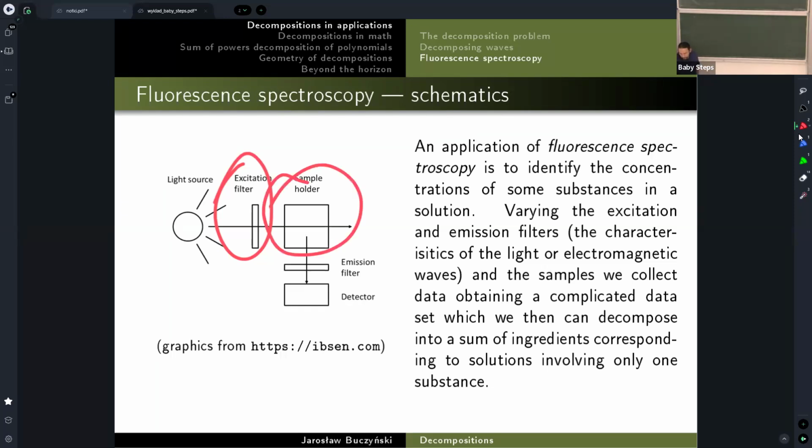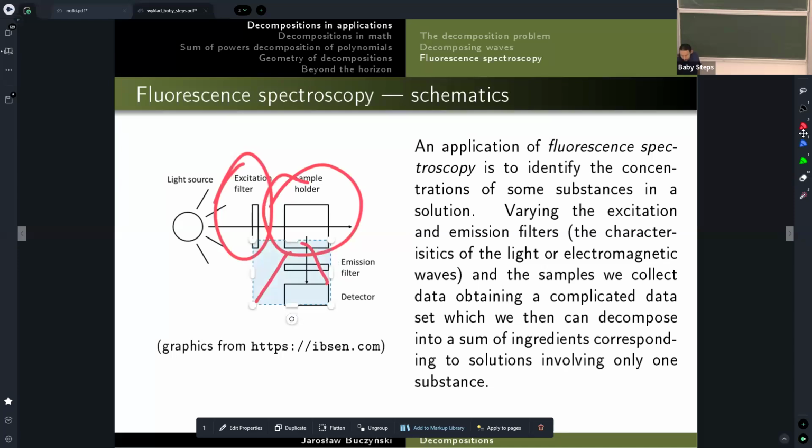Then the sample has some fluorescence properties, and out of it again there comes light with various wavelengths, and then you want to extract just one of them.